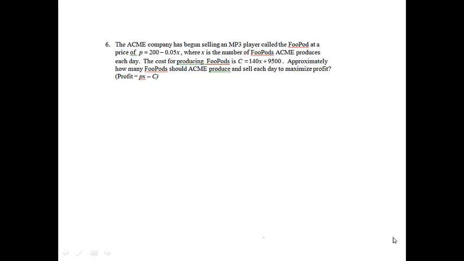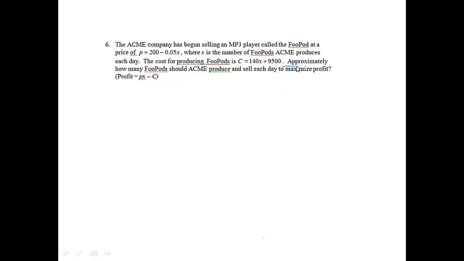Problem 6. The Acme Company has begun selling an MP3 player called the FooPod at a price of P equals 200 minus 0.05x, where x is the number of FooPods Acme produces each day. The cost for producing FooPods is C equals 140x plus 9,500. Approximately how many FooPods should Acme produce and sell each day to maximize profit?